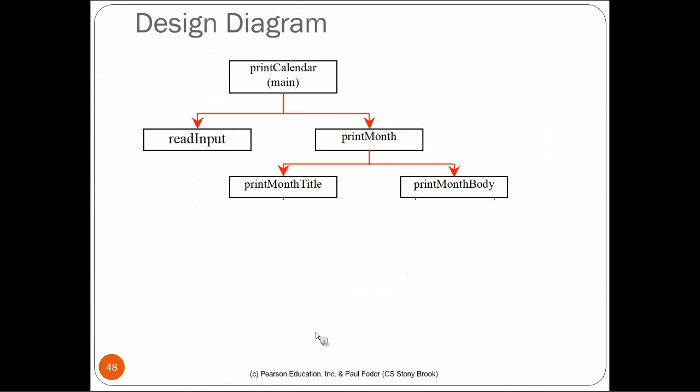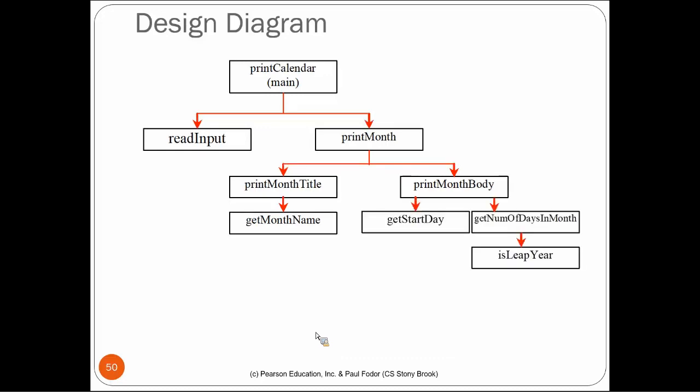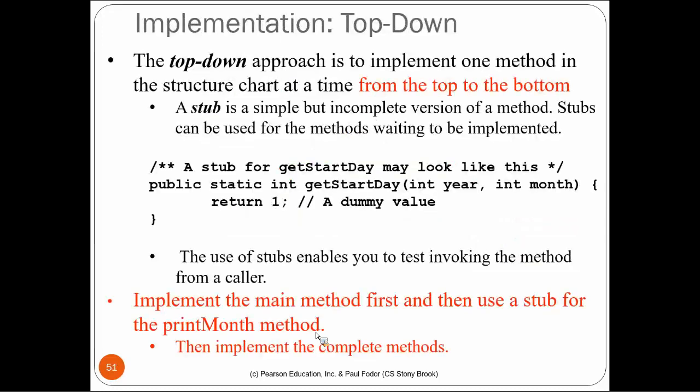Like for printing a month, we have to print the title of the month, or the header, and then the body of the month. And for the title of the month, we have to get a string representation of the month name from the integer representation. And for the body of the month, we have to get the day within the week and the number of days in the month. We should check if the year is a leap year. And we basically can implement it in two ways.